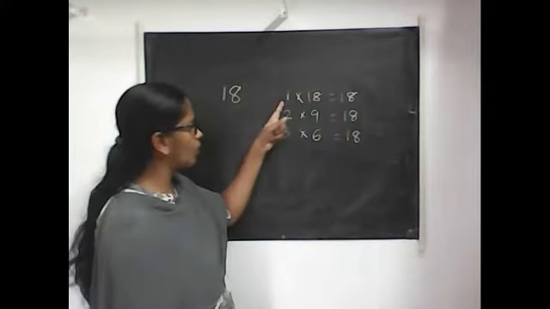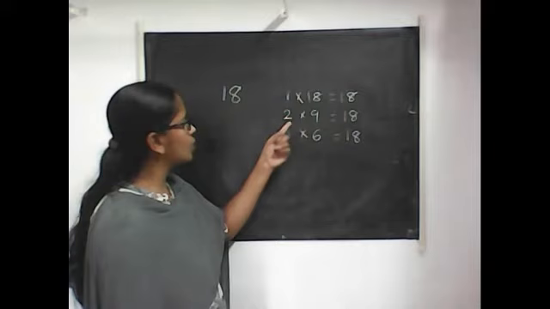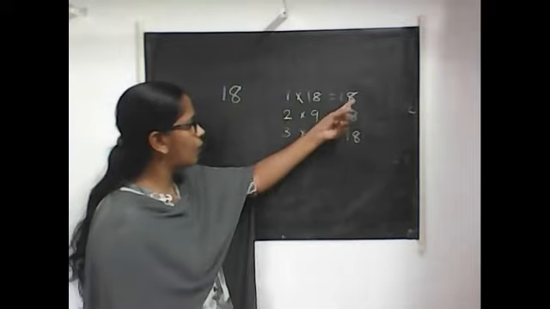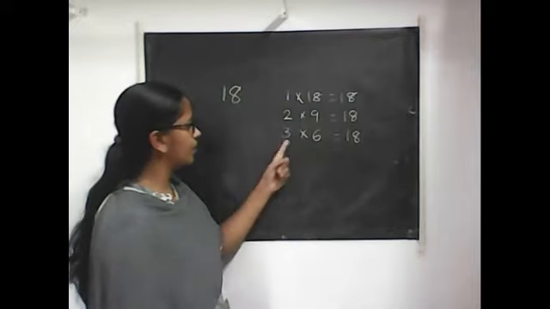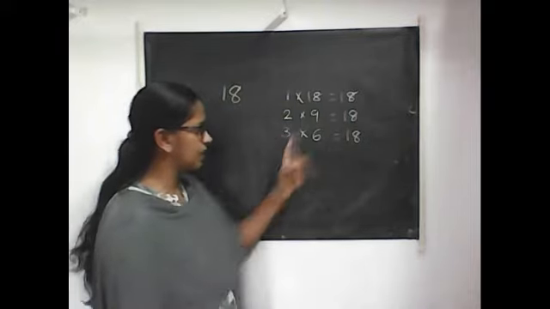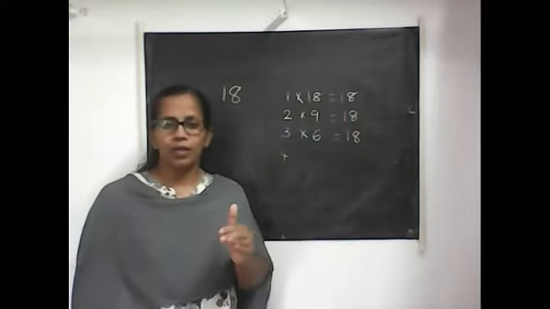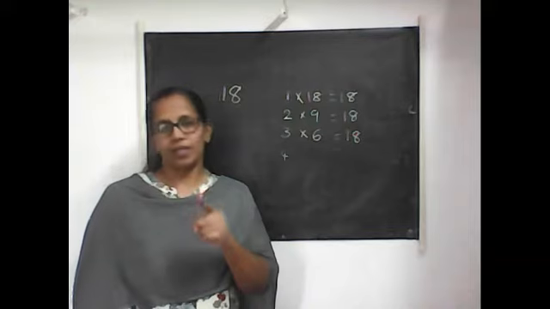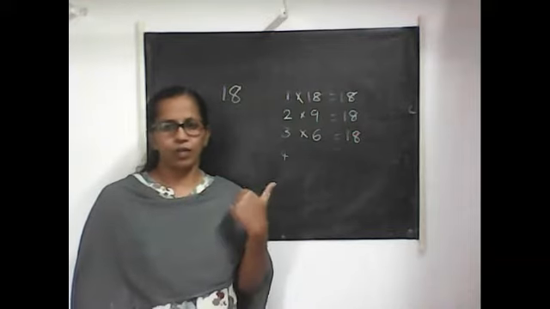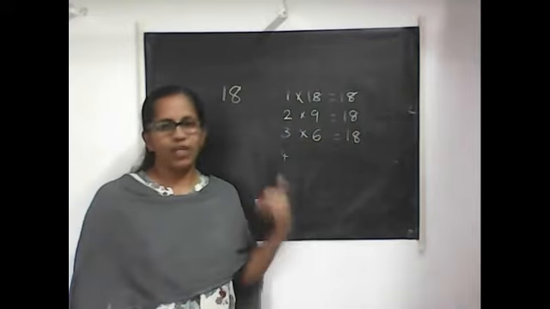Okay, first you check with 1. 1 into 18 is 18 always. 2: when you are using 2, half of 18 is 9, so 2 nines are 18. Then with 3, 3 into 6 is 18. Take 4. That means you must be able to identify, you should be thorough with the multiplication table. Then only you can do it. No excuse for that. If you know the table, it's very easy.